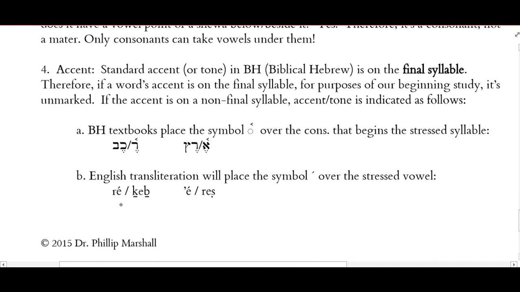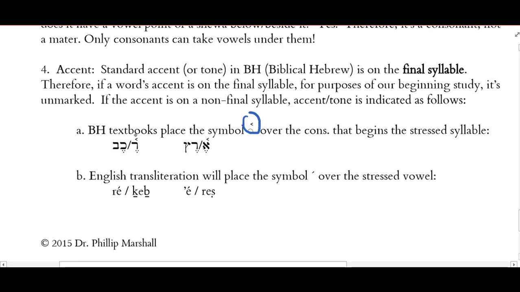The final comment here on syllable structure is the matter of accent. In Hebrew, the standard accent or tone falls on the final syllable. Or to put it another way, the default place to stress your syllable is always the final syllable, unless you're told to do otherwise. If the word is ever accented on a non-final syllable, then a special accent mark is used in the Hebrew grammar textbooks. So under point A, Biblical Hebrew Grammar textbooks place the symbol, and it's the symbol right here, over the consonant that begins a stressed syllable, if the stress is not on the final syllable.